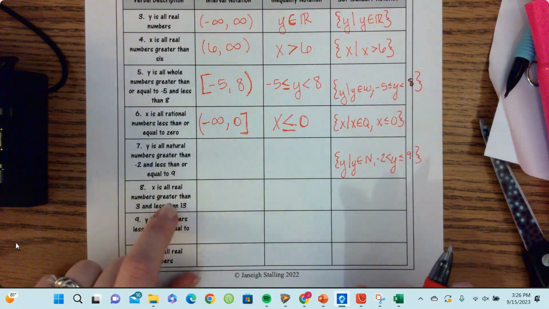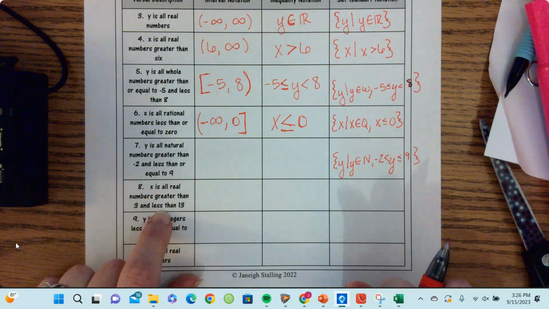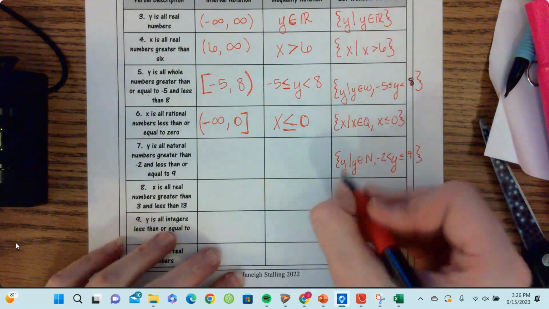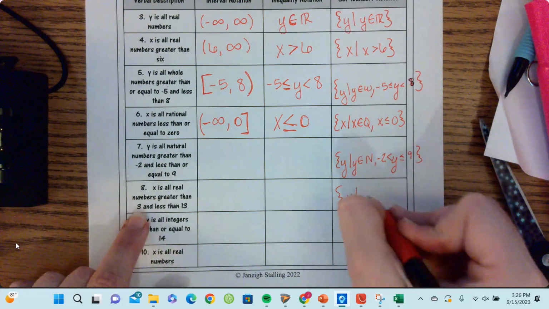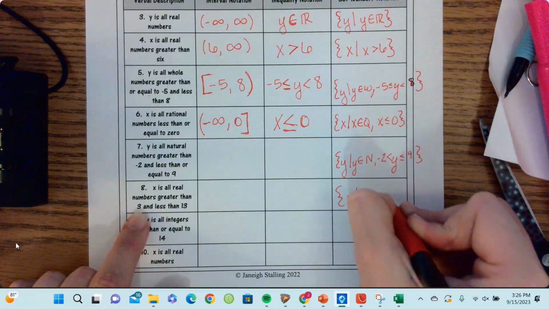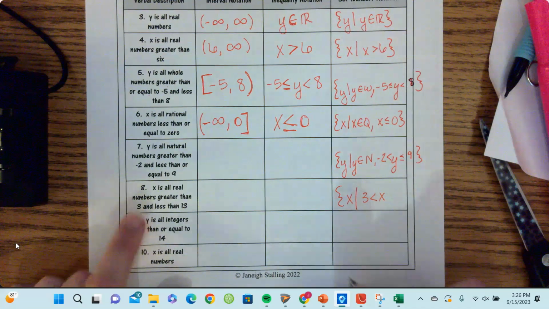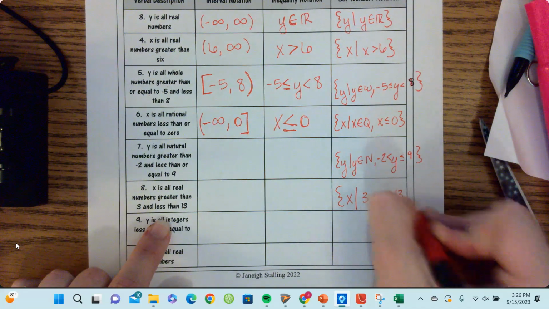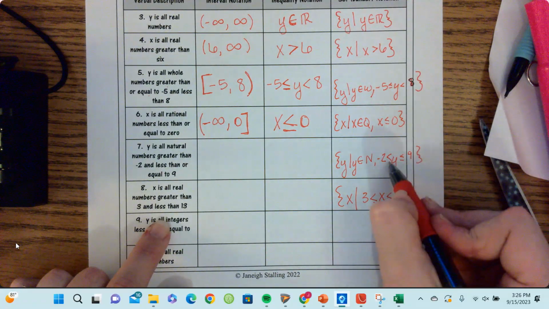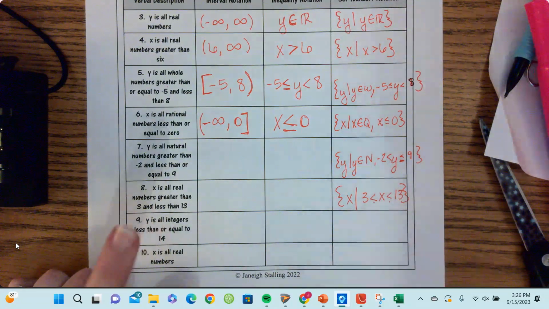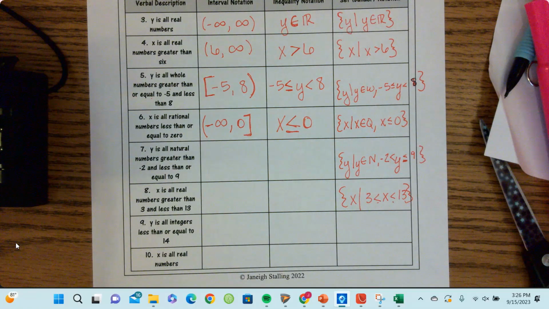All right, x is all real numbers greater than 3 and less than 13. So if it's real numbers, we don't have to jump through all those hoops. We can just say x is greater than 3 and less than 13. And again, if it's these signs, it's parentheses. If it's a sign with a line underneath it, it gets a bracket.